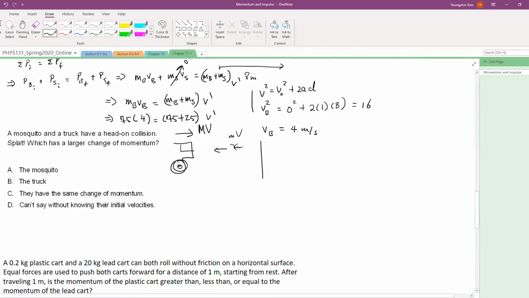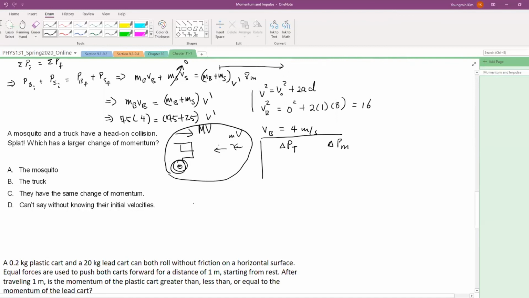We're asked, in this head-on collision, which has a larger change of momentum? So we will have two kinds of momentum here. We have to consider the change of momentum of the truck and the change in momentum of the mosquito. Now we're going to consider this to be our system, and there are no other external forces. There's no friction, no wind, there are no other forces acting on it. We're just simply considering these two to be our system.